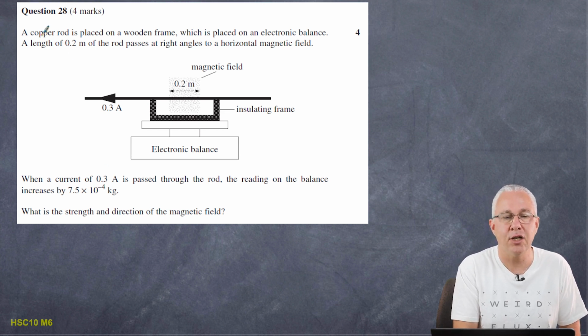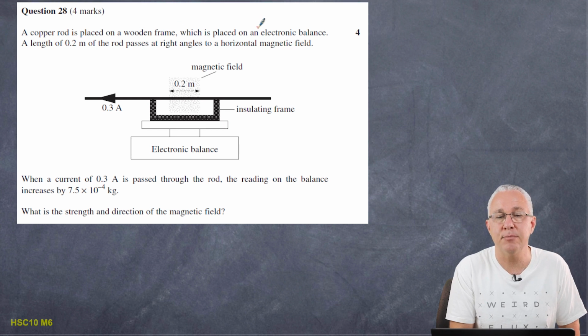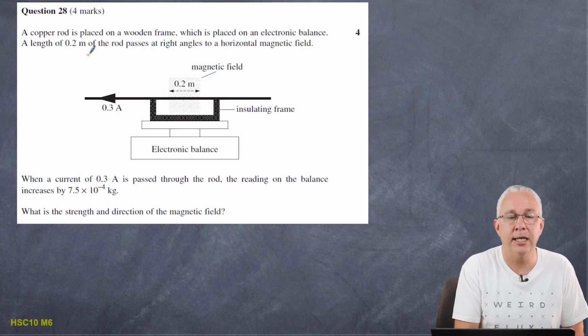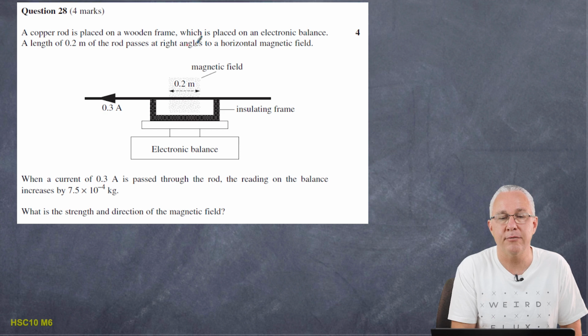So let's read it. A copper rod is placed on a wooden frame, it's placed on an electronic balance, and a length of 0.2 meters of the rod passes at right angles to the horizontal magnetic field, which is what we've got here. A current of 0.3 amps is passed along the rod. The reading of the balance increases by this amount. What is the strength and direction of the magnetic field?